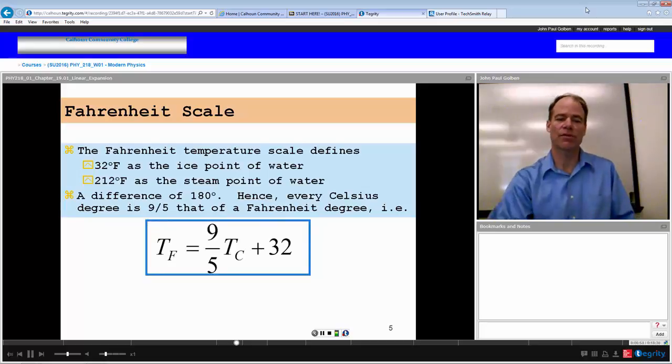And we can go the other way around. If we subtract 32 from both sides and multiply by 5/9, then you can convert from Fahrenheit to Celsius.